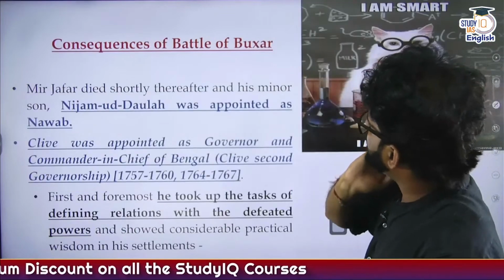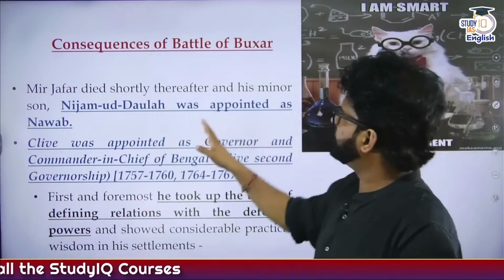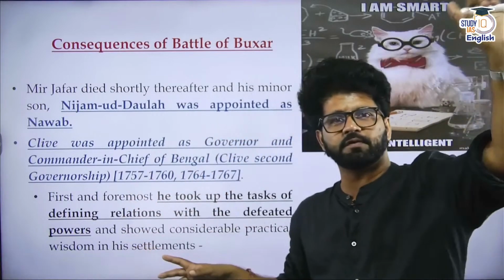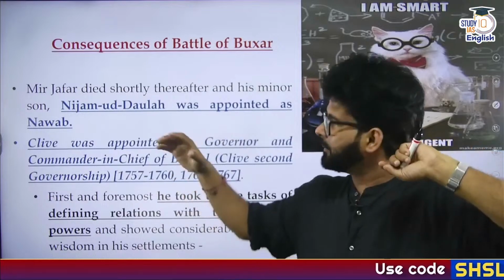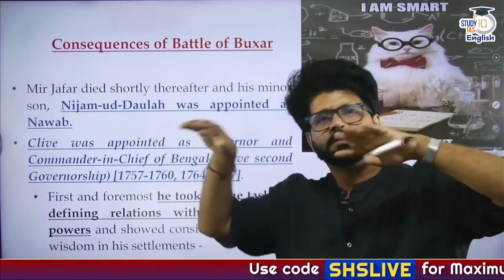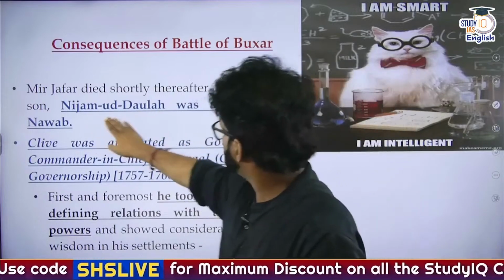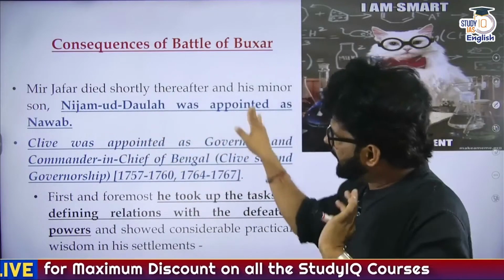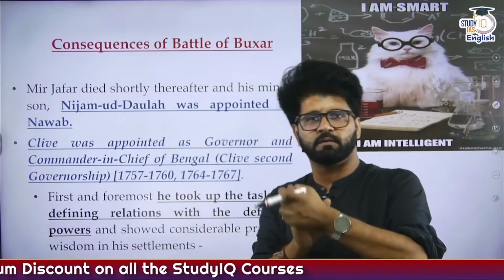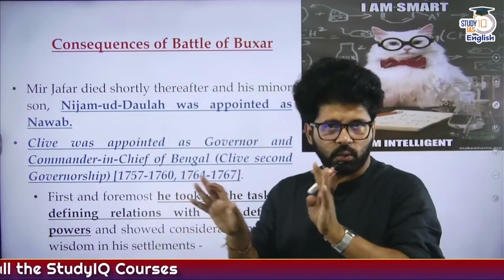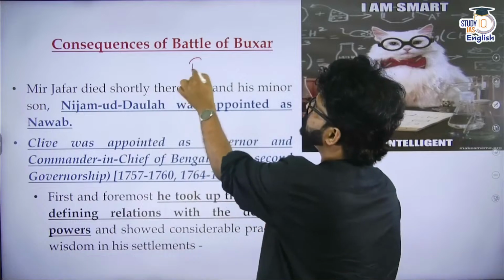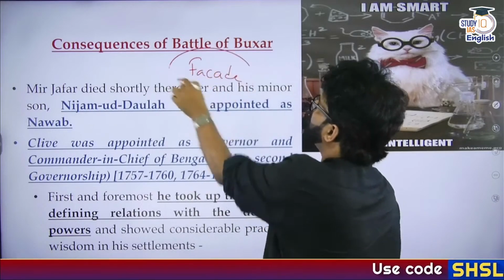So Mir Zafar died shortly thereafter, and his minor son. We have seen before when we were talking about Mir Zafar, one son died, but in between he produced some more sons, and he was not lagging behind in producing sons. And the minor son, Najm-ud-Daula, was appointed as Nawab. And during this period, we'll see dual government come into the picture, which was nothing more than a facade. How it was a facade, we have to talk about that as well.